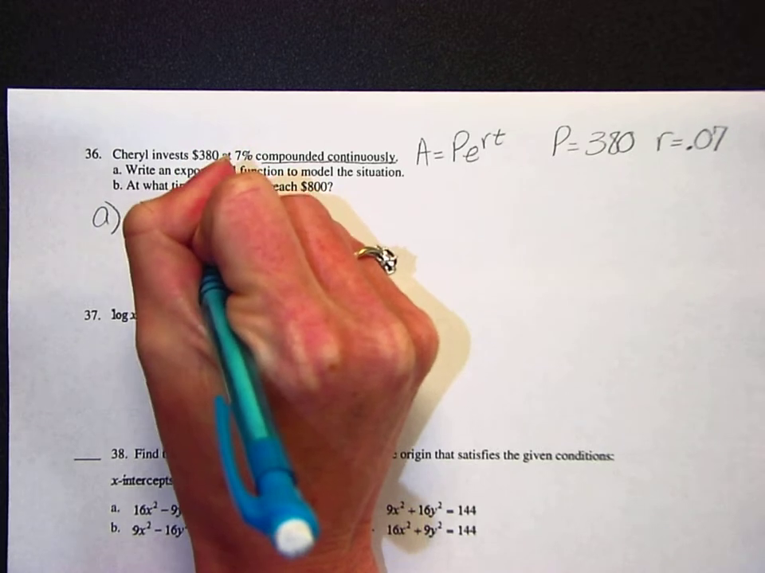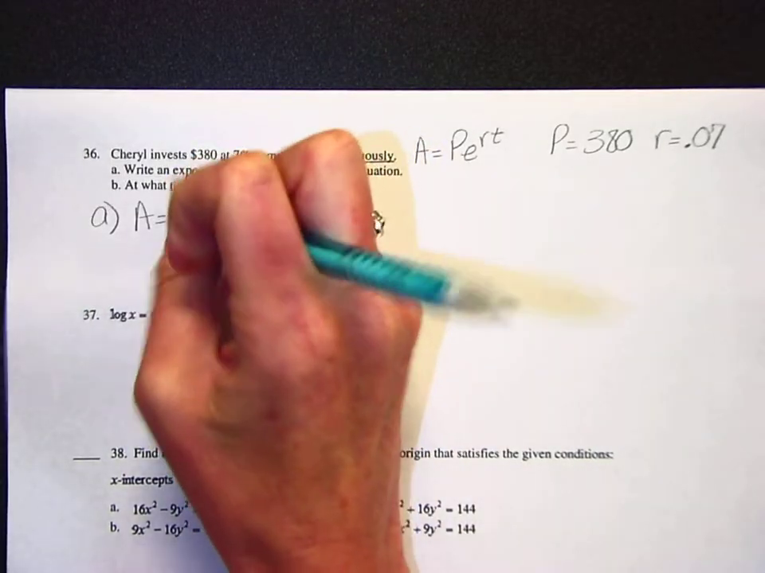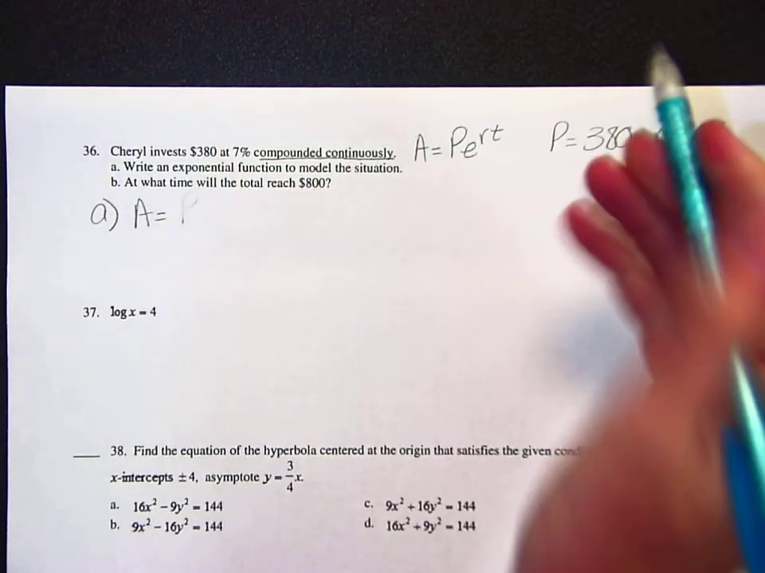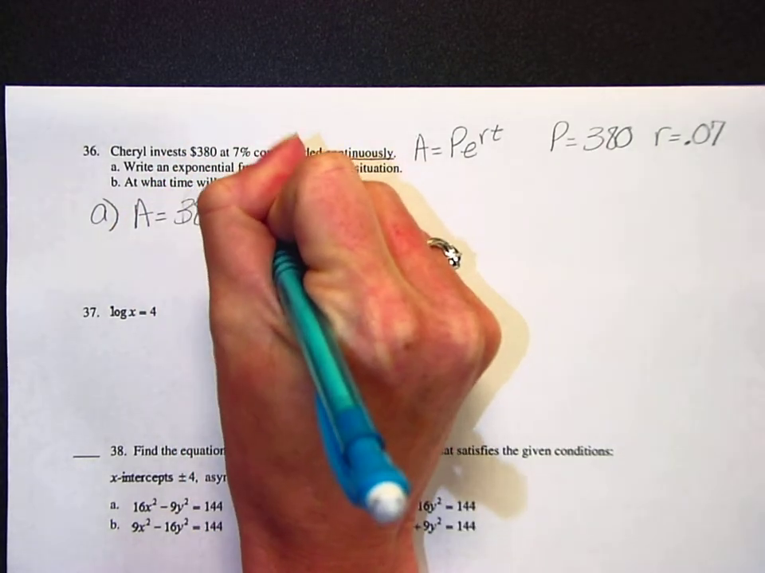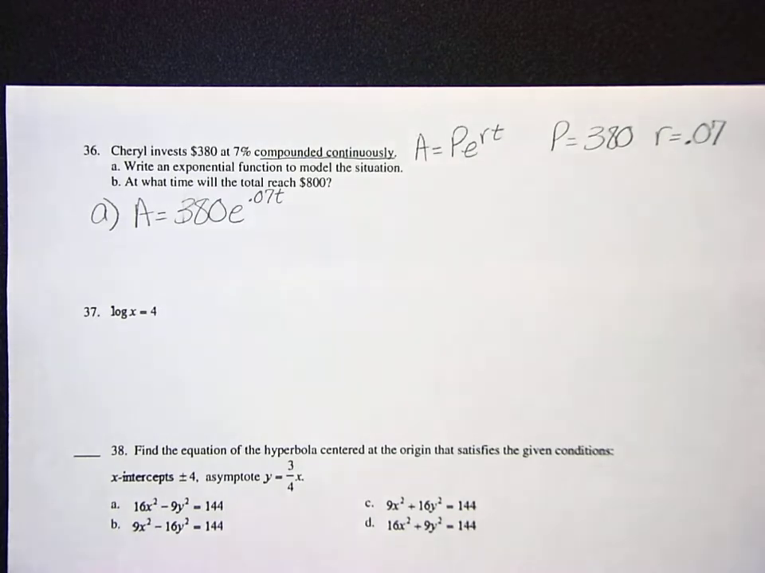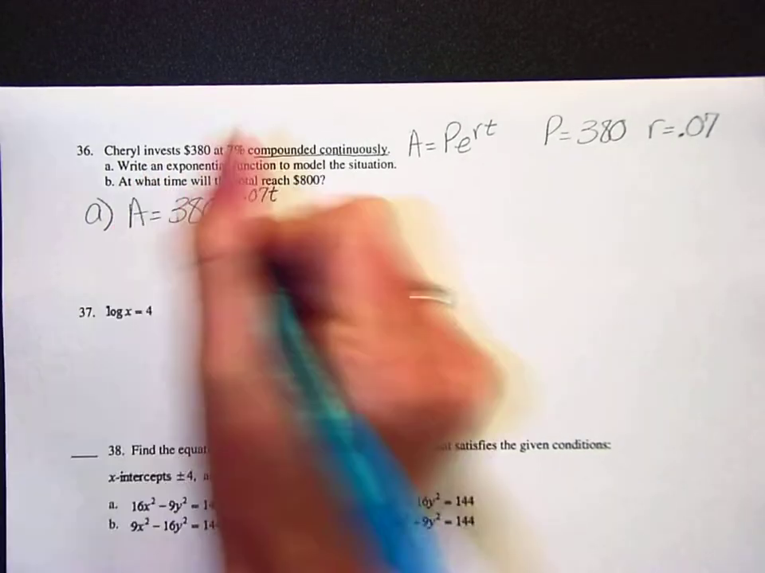All right, so on A, they're asking me to write just the function, so we're just trying to write our formula here. So A equals, I know what P is, let me go ahead and fill that in. So P is going to be 380 e to the 0.07t. So fill in the P and the R value. All right, so that's all they want for A.